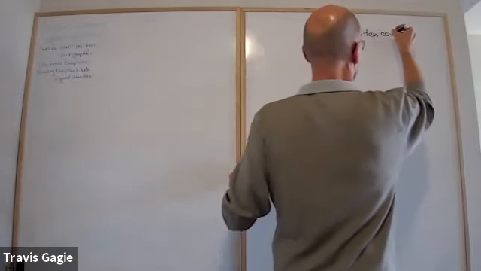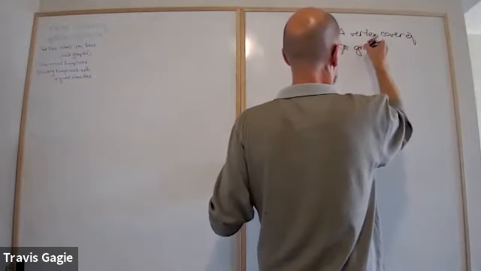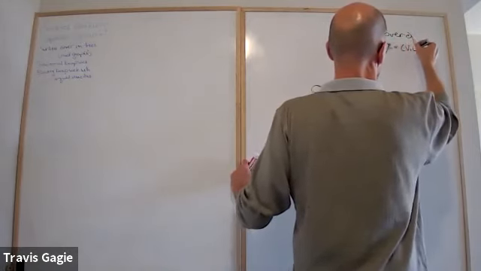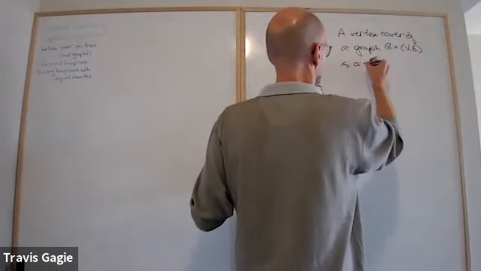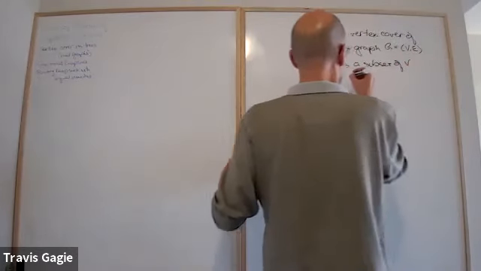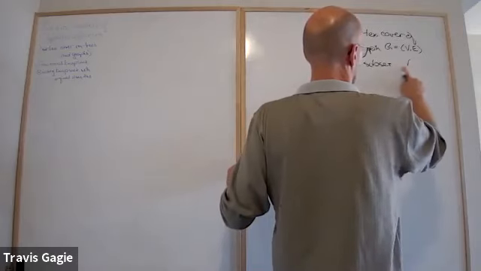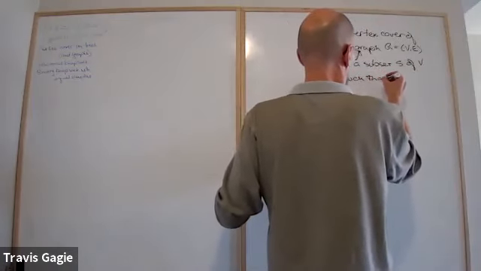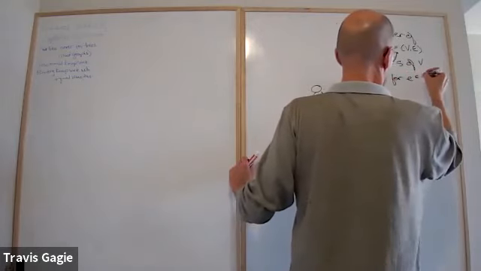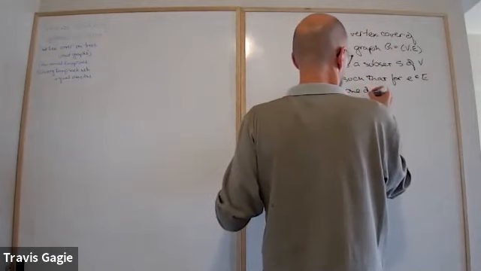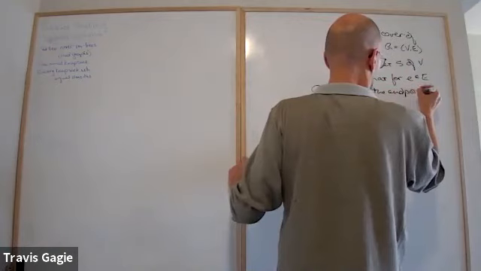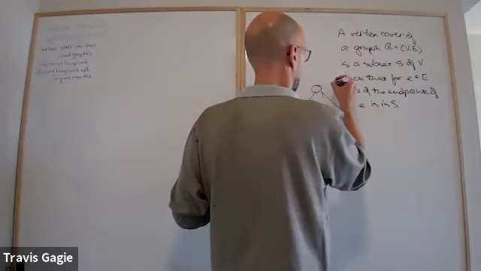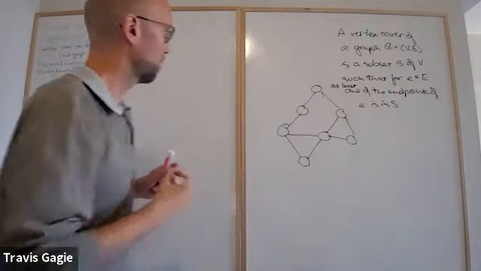A vertex cover of a graph G, where G equals a pair, the vertex set V and the edge set E, is a subset S of V such that for every edge in the edge set E, at least one of the endpoints of the edge is in S. Okay, at least one of the endpoints.